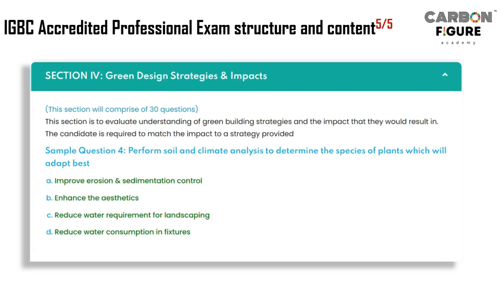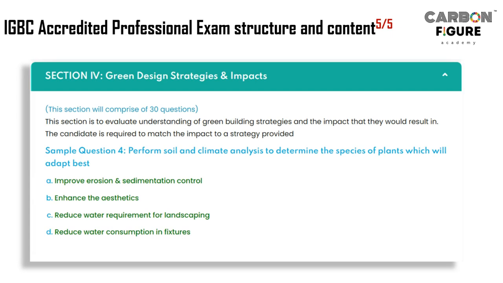Section 4, green design strategies and impacts. So this will hold 30 questions. The first section has 50 questions, the second and third sections 15 questions each, then the last section 30 questions. This section is to evaluate understanding of green building strategies and the impact they would result in. The candidate is required to match the impact to a strategy provided.